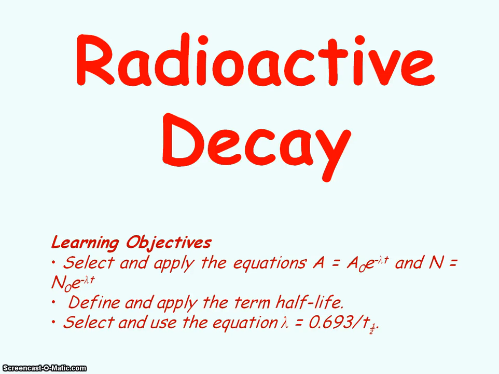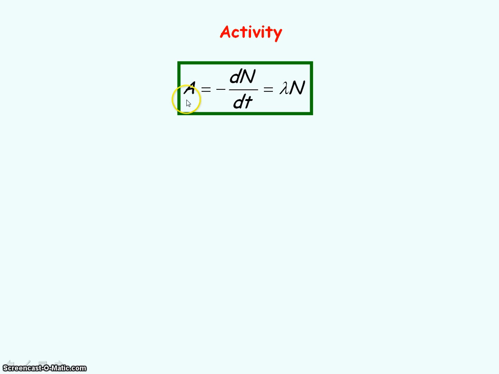We're going to be looking at radioactive decay and in particular the exponential equations. Activity A is equal to the number of decays that occur per unit time. And activity also equals the decay constant multiplied by N, which is the number of undecayed nuclei present.